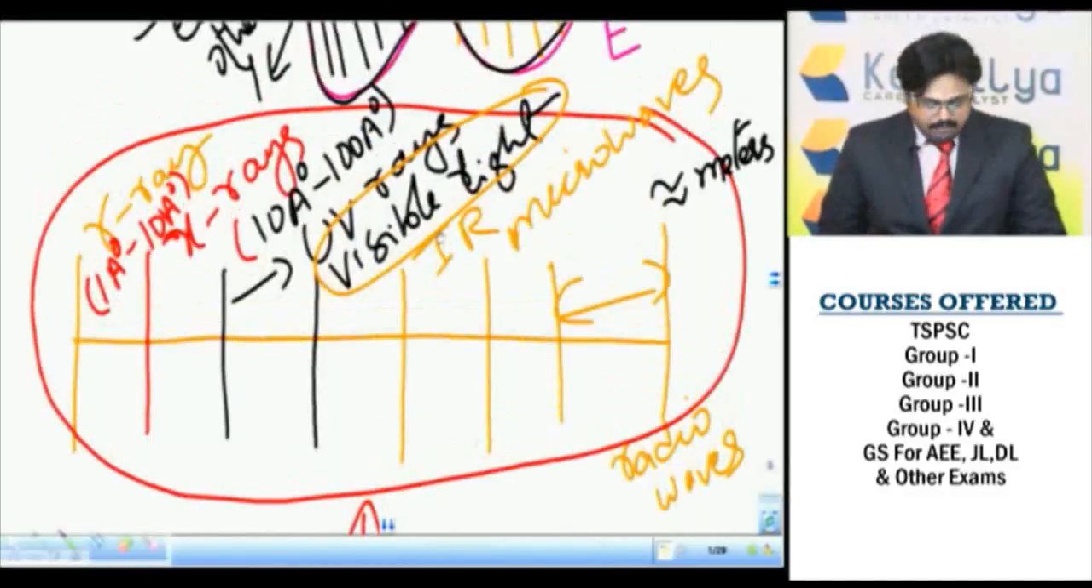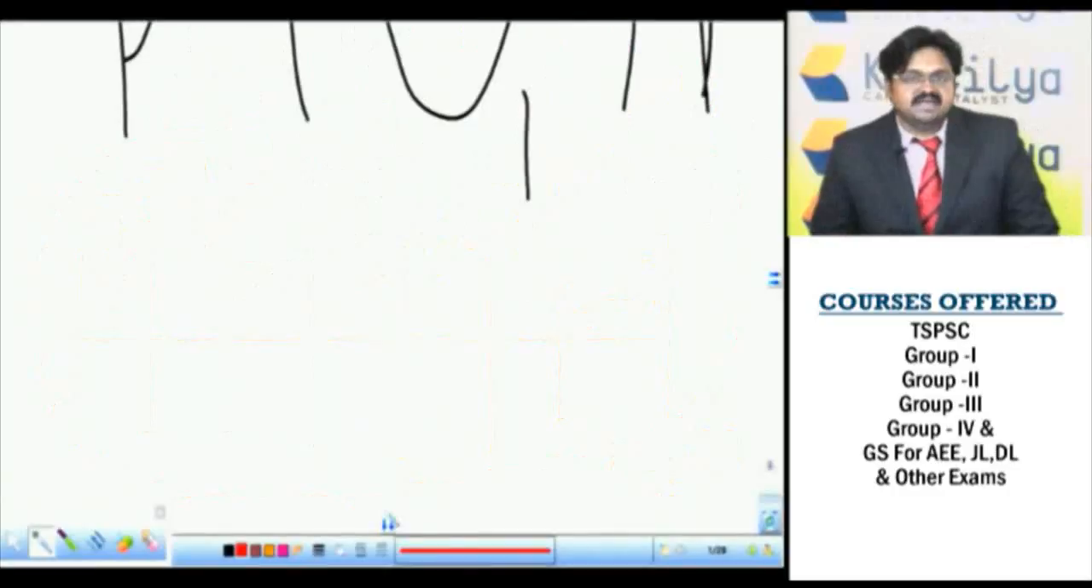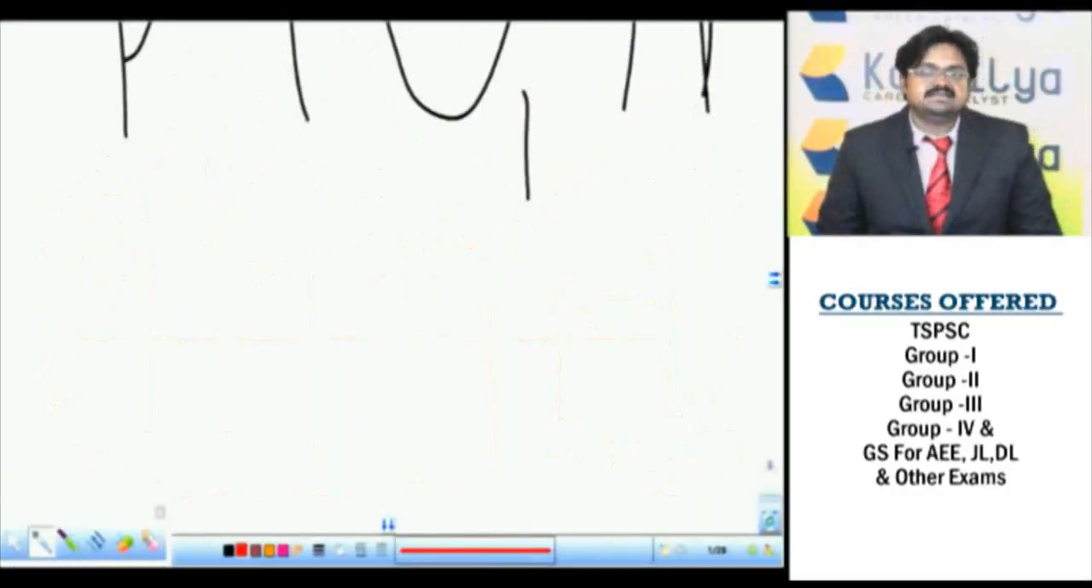Now IR is very important for us. This IR is responsible for climate change and all. This IR radiation is what is responsible for the problems that we are facing now, the climate change problems, the temperature rise, the temperature fall and all. This actually comes because of this IR radiation. Now let us look at this IR radiation.